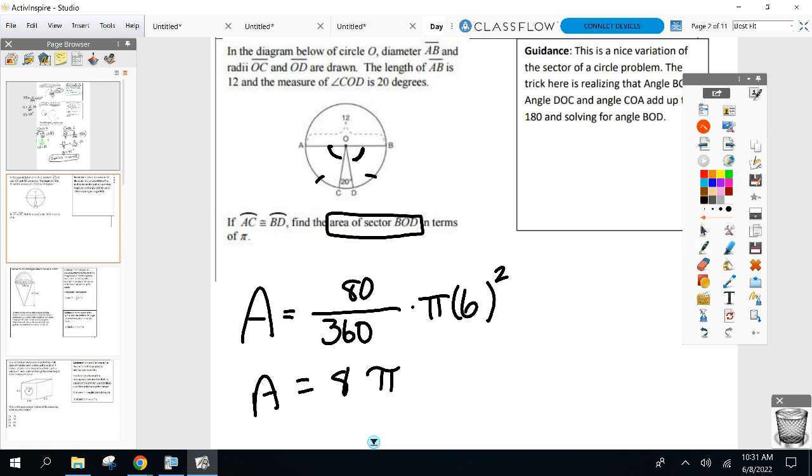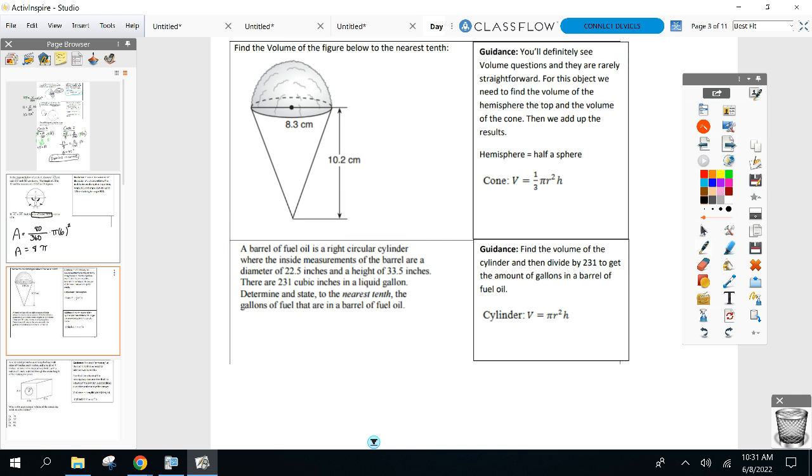Okay, sector and arc length. I'm going to make an executive decision here. I don't think there's any need for us at this day, Wednesday, June 8th, to be doing volume when we just finished it. If you come to a review session, I'll have you do a few problems, but I don't think it's necessary to do it right now because we just finished this.